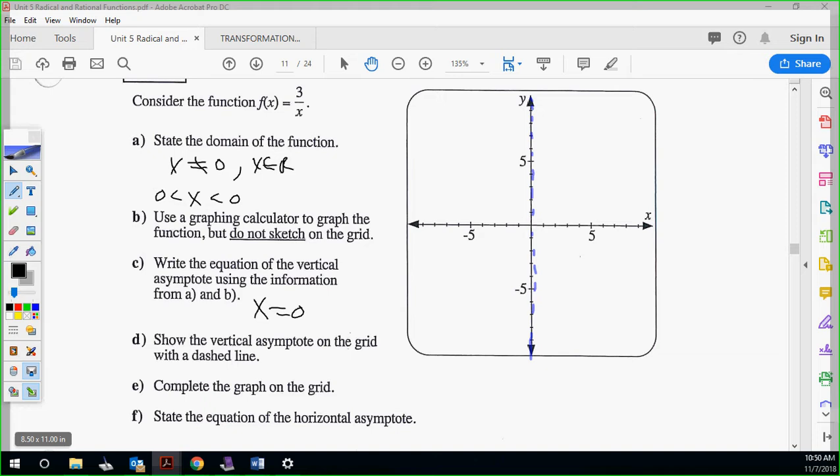The bottom's going to be 3 over a million, 3 over negative a million. So it's going to be really, really small numbers. So it still is going to be y equals 0. So it's the x-axis. Simply, your asymptotes for this one's kind of the easiest one. Your asymptotes are the x and y-axis in this case. So it'd be y equals 0 for that.